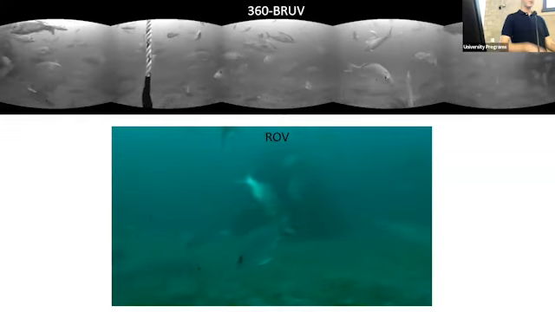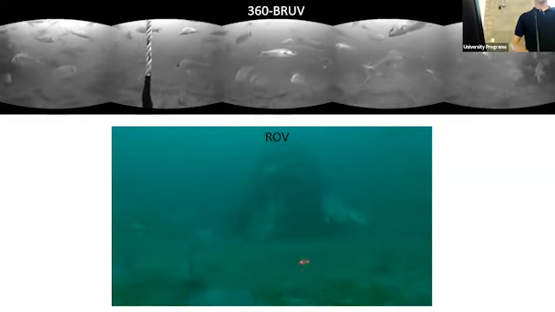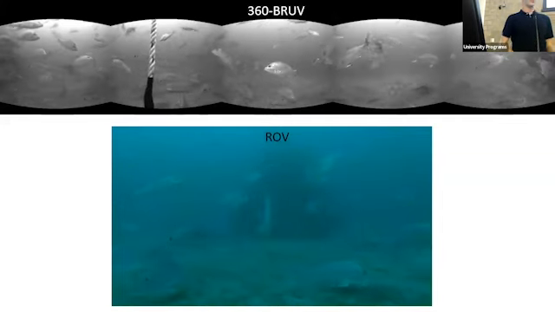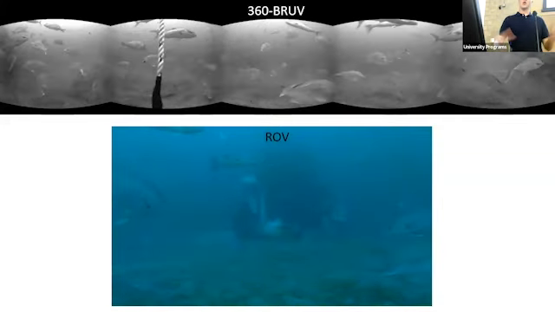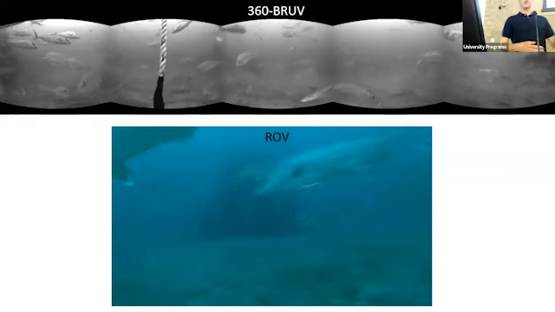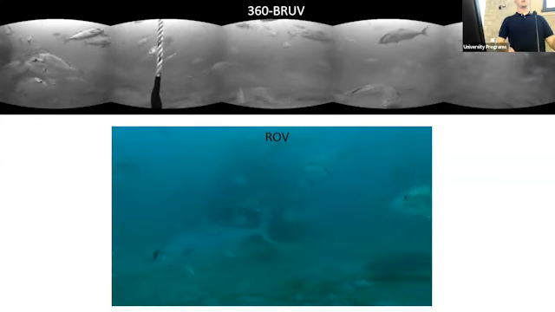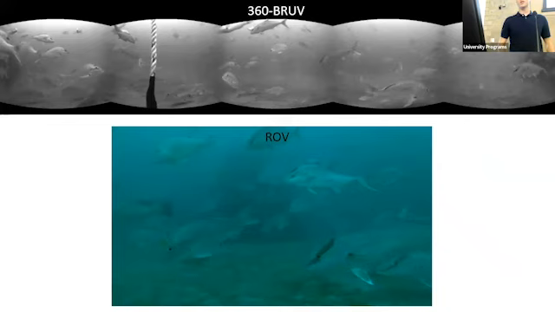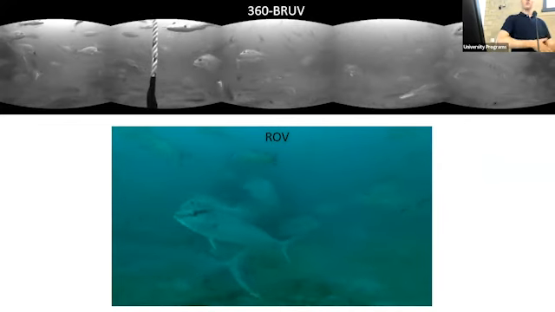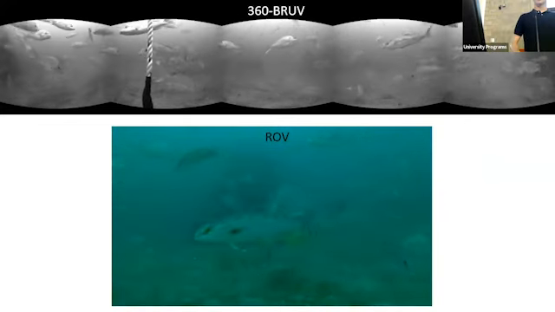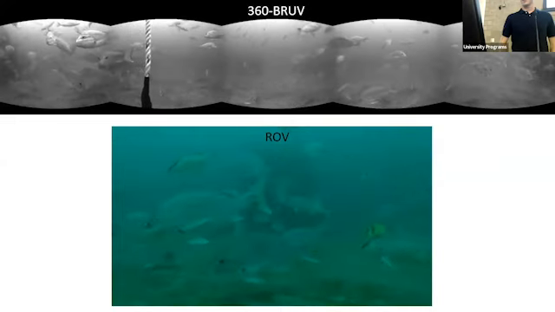The 360 BRUV, when we deploy that, we throw it off the boat. We have the geographic coordinates of the reef we're trying to survey, but it's hard to get it into position because there's current, there's waves, and sometimes we're in 350 feet of water. So getting it to land close to what we're trying to look at is a problem, and that's a limitation of the gear.